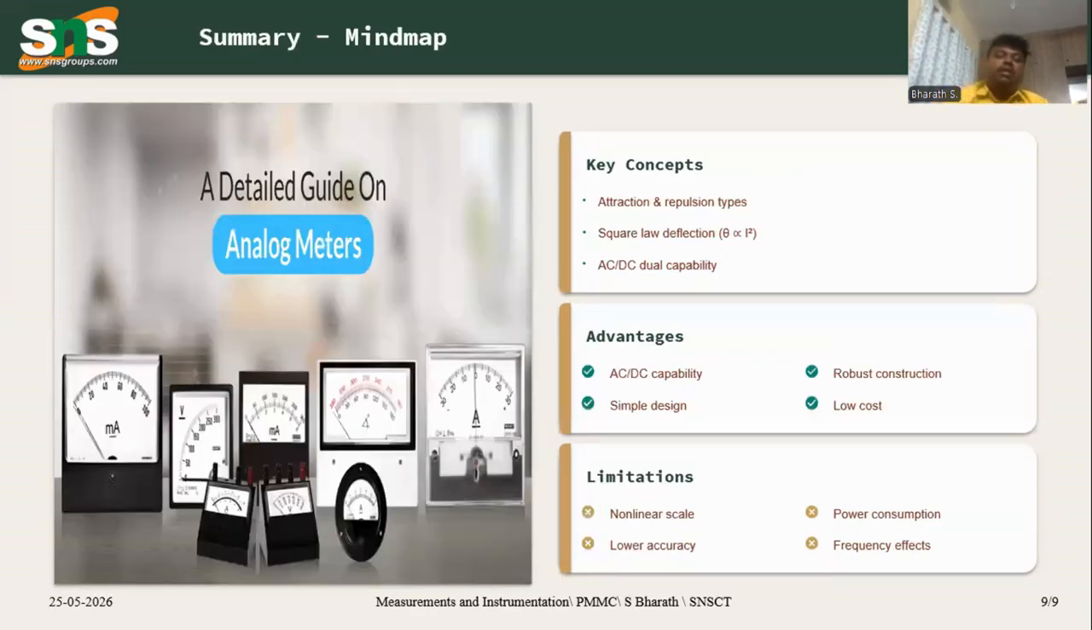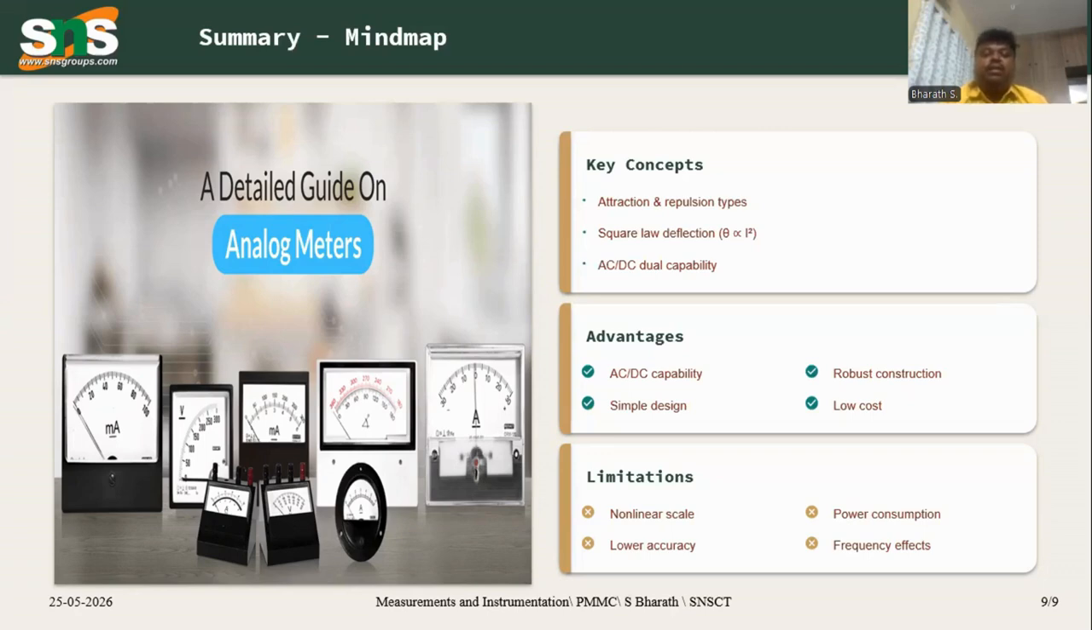As a summary, we have seen the key concept of what MI instruments, moving iron instruments, are. They include the attraction type and the repulsion type. They are based on the square law of deflection, that is theta is directly proportional to I squared. AC/DC dual capability is there for these instruments. The various advantages are simple design, low cost, robust construction, and AC/DC capability.